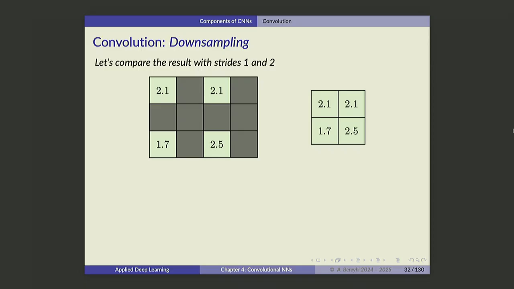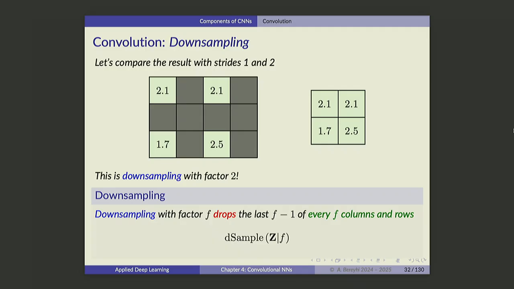And by downsampling, what do I mean? Simply I mean that if I say downsampling by factor f, it means that for every column, I keep the first column, I just drop f minus 1 columns, right?